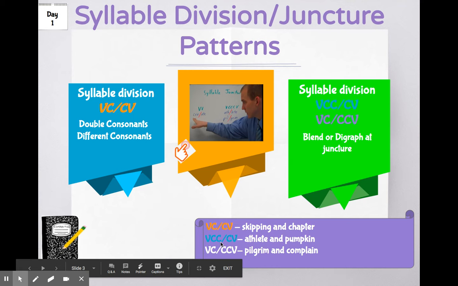So if we split it at the second, it'd look like athlete and pumpkin. Athlete, we're separating after the H and before the L. And pumpkin, we're separating after this P and before the K. And then sometimes we're going to separate at the first consonant, like pilgrim and complain. So after this L in pilgrim, we have pill and then grim. And then after this M in complain. Here's a video to explain this further.